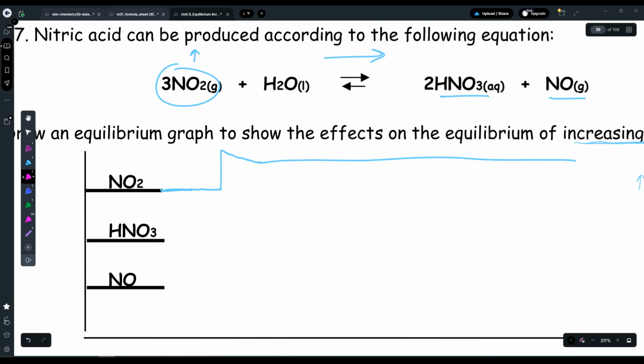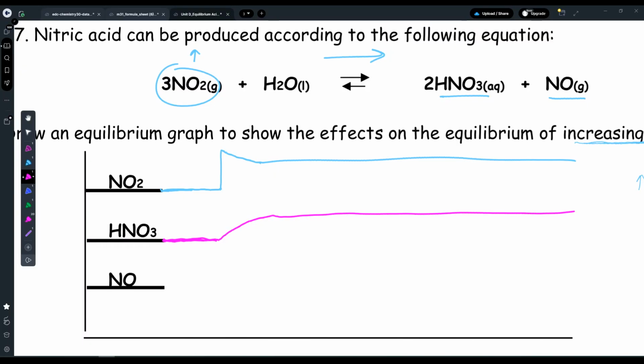Now let's represent those changes in our other substances. Again, trying my best to do a straight line here. Now we said forward reaction is going to happen, so nitric acid and nitrogen monoxide are slowly going to increase. Okay, and then drawing a straight line here as straight as possible. And I'm going to do the same thing here.